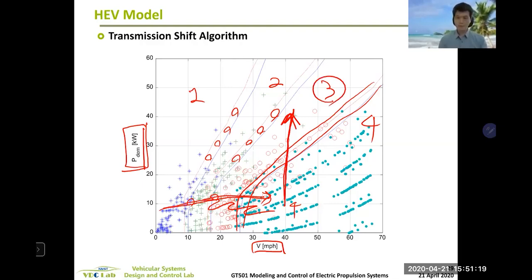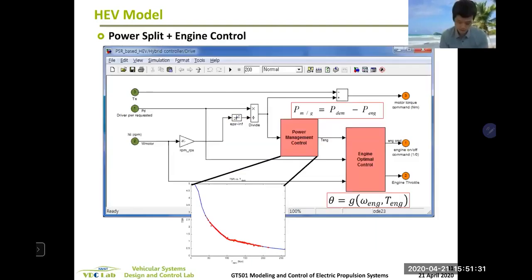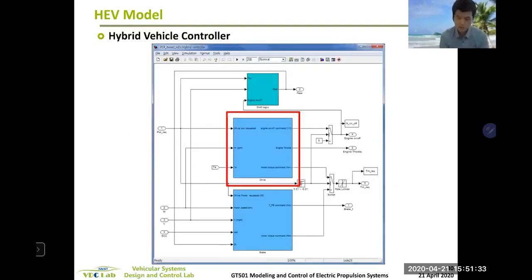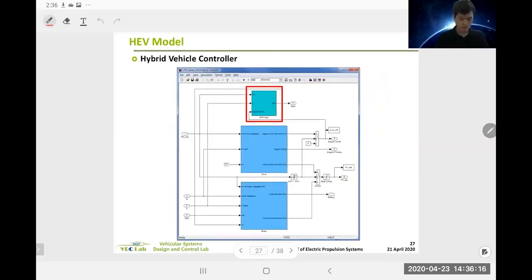Okay, and then time is up. I will finish here, but please take a look at the rest of the slides. Tuma, when are we?